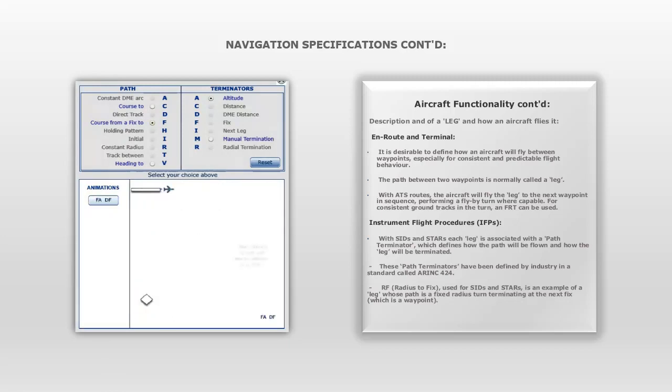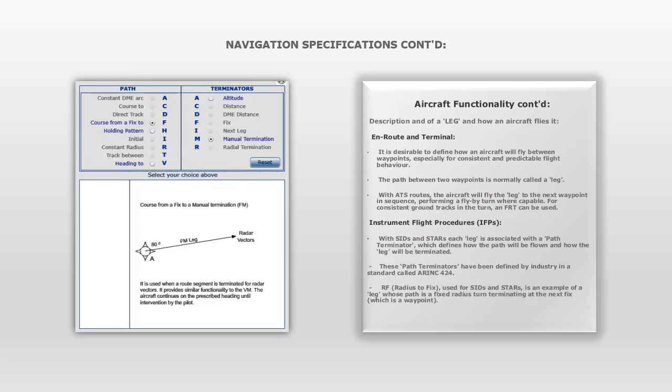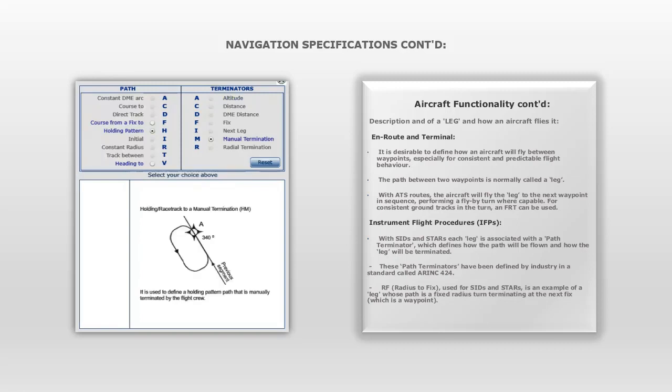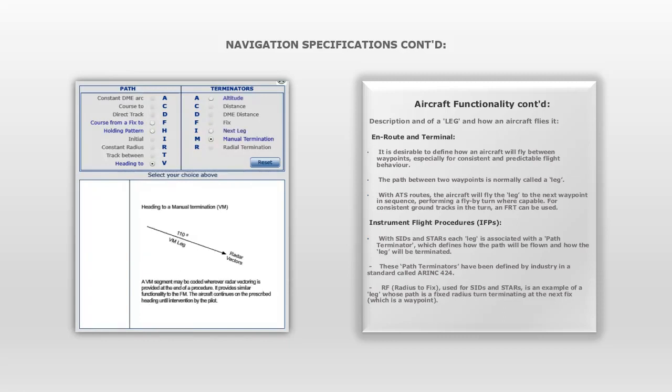Instrument flight procedures. With SIDs and STARs, each leg is associated with a path terminator, which defines how the path will be flown and how the leg will be terminated. These path terminators have been defined by industry in a standard called ARINC 424. Radius to fix, used for SIDs and STARs, is an example of a leg whose path is a fixed radius turn terminating at the next fix, which is a waypoint.